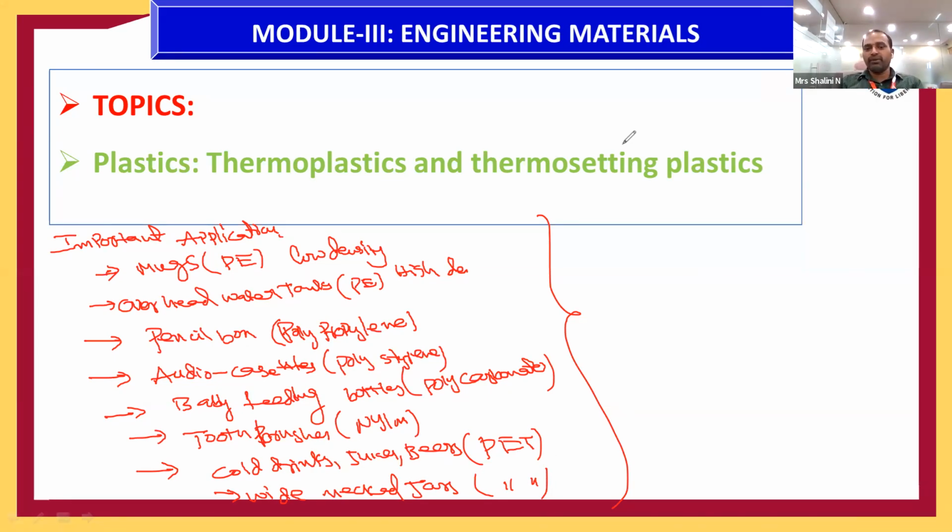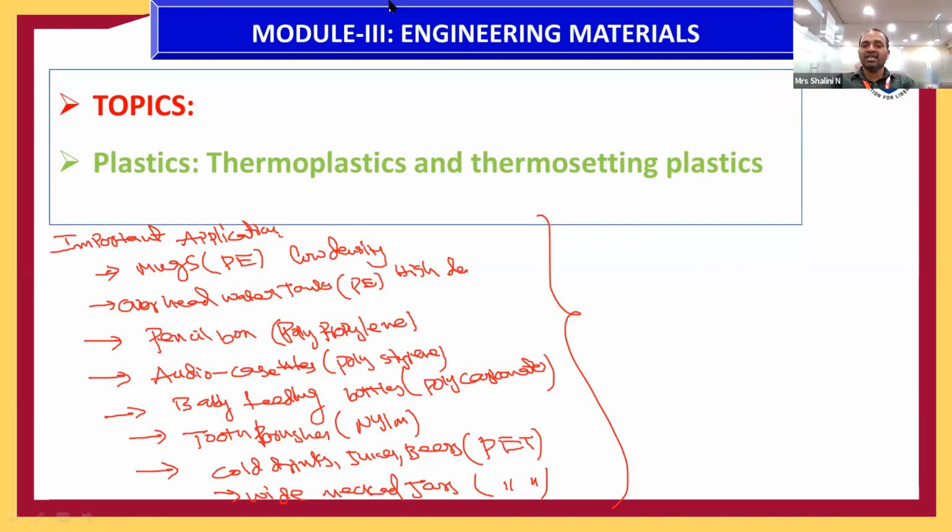Pencil boxes are prepared from polypropylene. Audio cassettes are prepared from polystyrene compounds. Baby feeding bottles are prepared from polycarbonates. Toothbrushes, all of you know toothbrushes, are made of nylons. And elastic-type garments are also prepared from nylons.